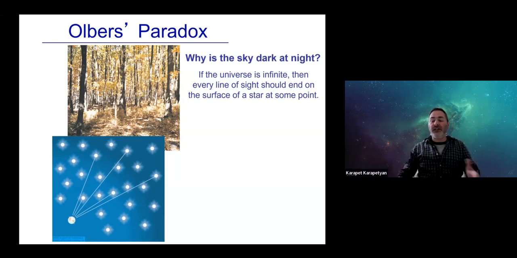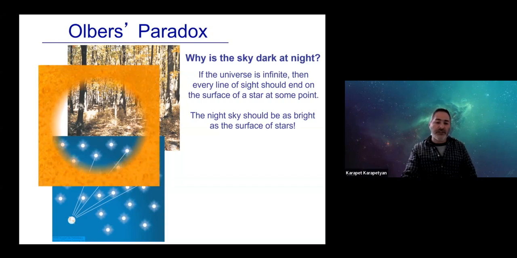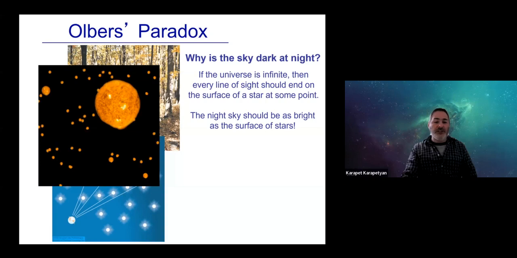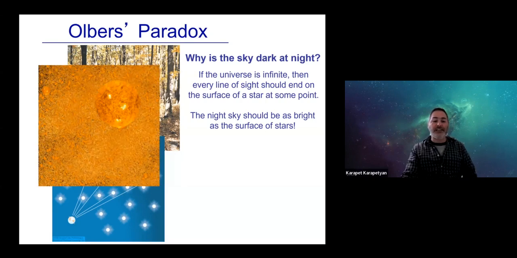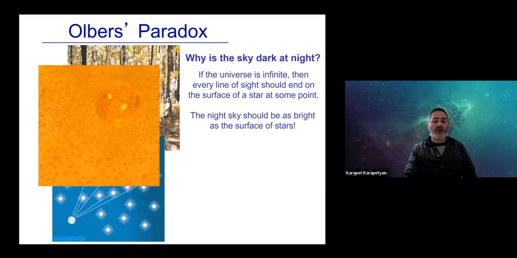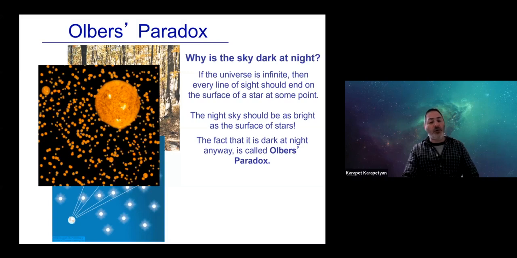But the idea here is that if all of those galaxies and stars have been there for an infinite amount of time, eventually all that light would have reached us, and the sky would have been bright. The night sky should be as bright as the surface of stars. Obviously, we don't see that. This is sort of what we would have seen, a night sky just like this. But obviously, we don't. So this is what Olbers' paradox is.